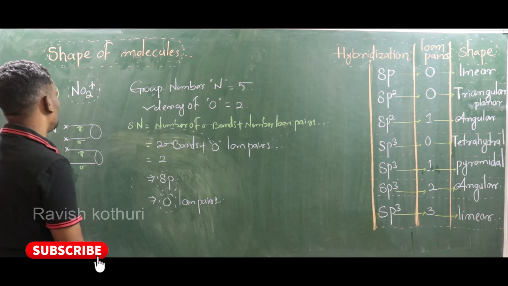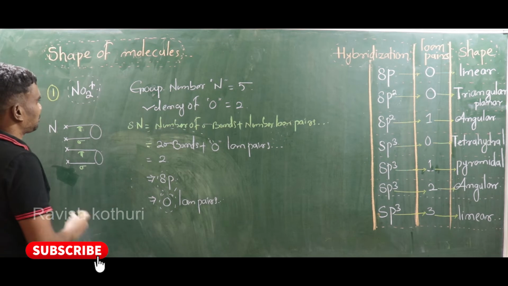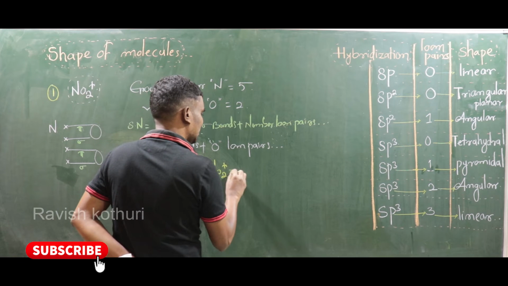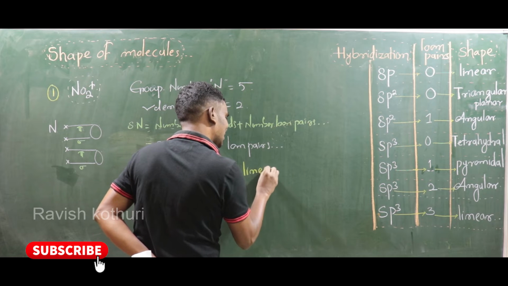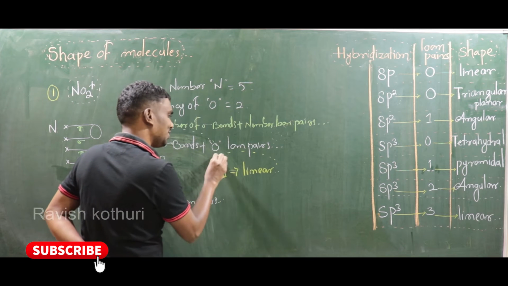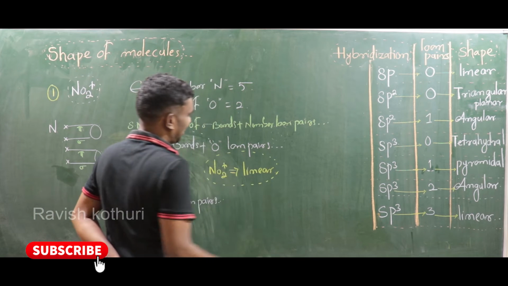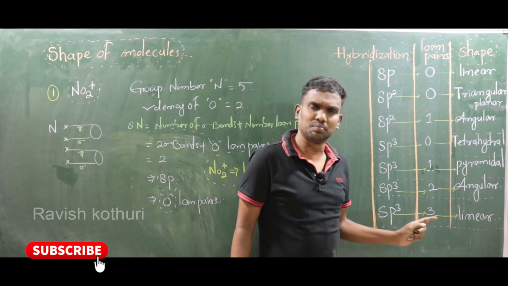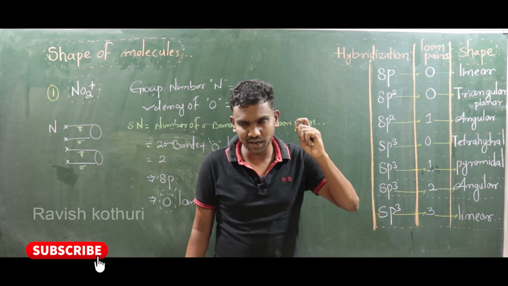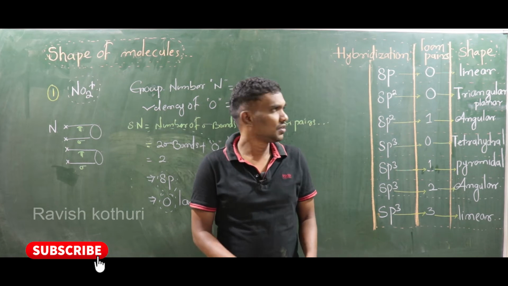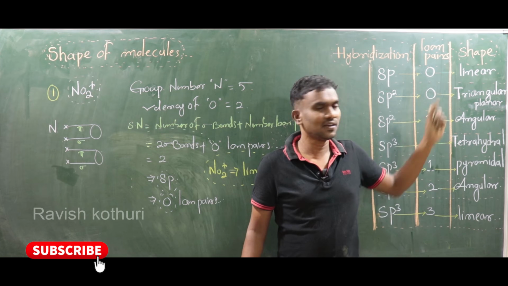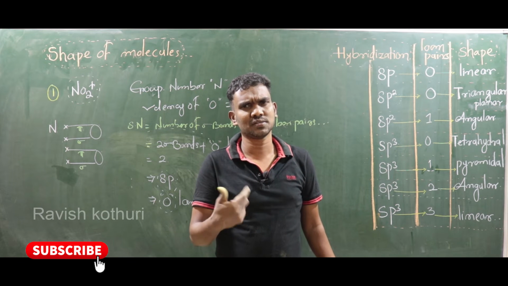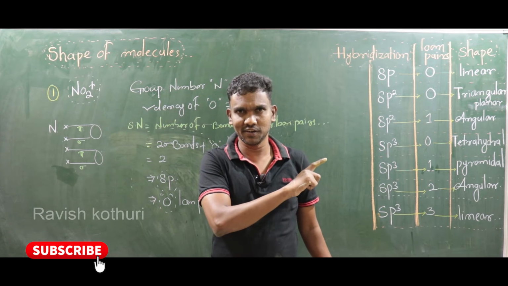What is the shape of this NO2 plus? Linear. That's all. So my dear students, please be focused. Here, the very important table, you have to learn like anything in any circumstances. Sp hybridization, 0 lone pairs, linear. If you see any compound with hybridization Sp and 0 lone pairs, that is linear in shape.